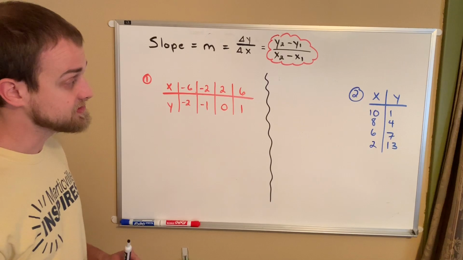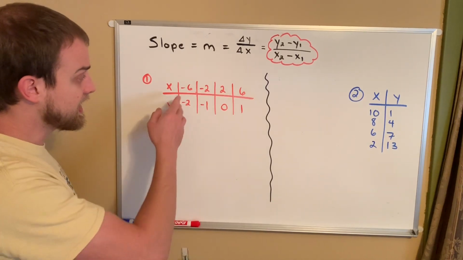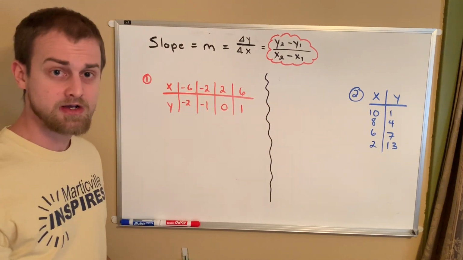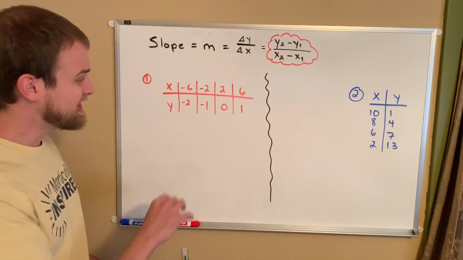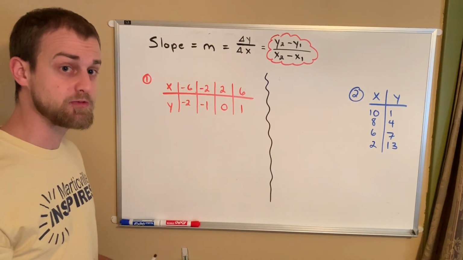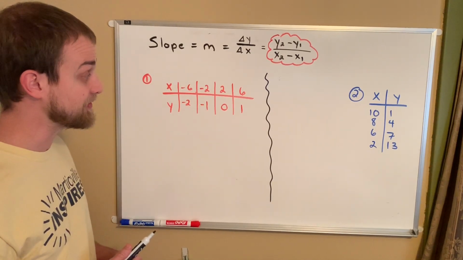Now, what's kind of awesome here is I'm going to let the cat out of the bag. The slope between all of these points is going to be the same. These tables are linear, meaning what does that mean? That means we can pick any two of these and we're going to end up with the same slope answer. And that's kind of the beauty of knowing that it's linear ahead of time.